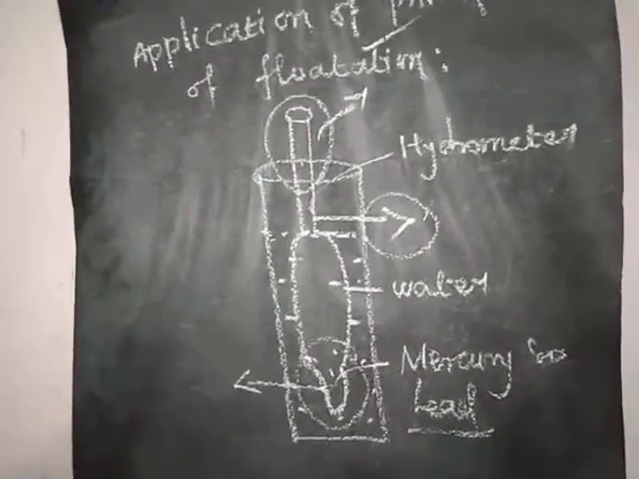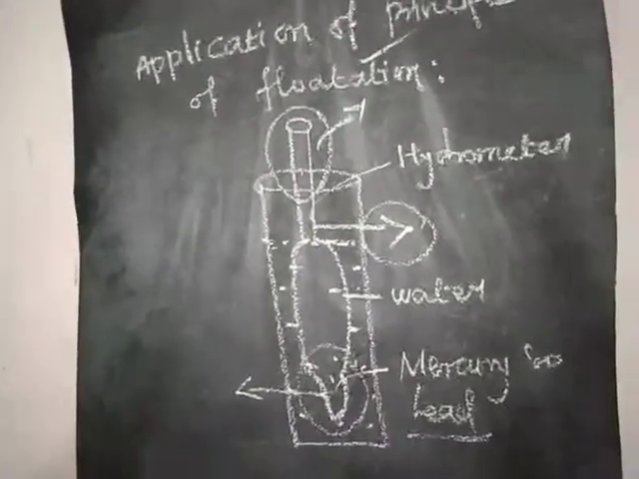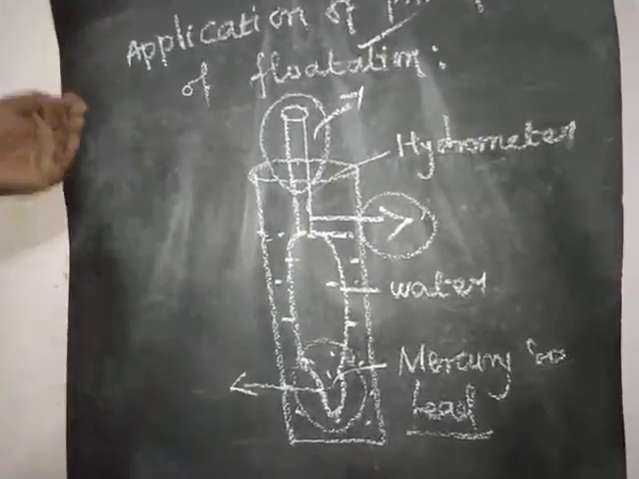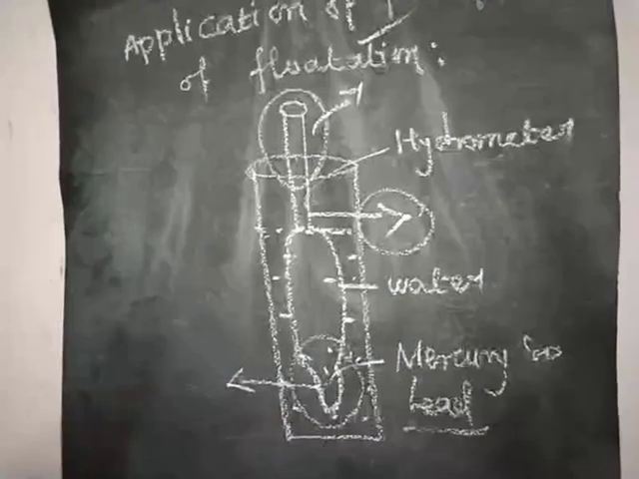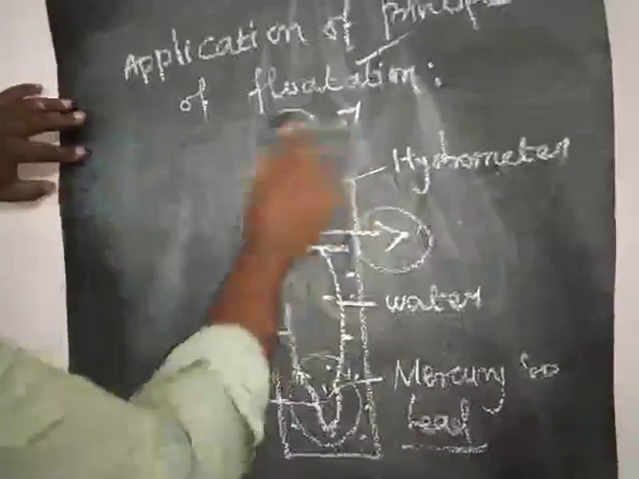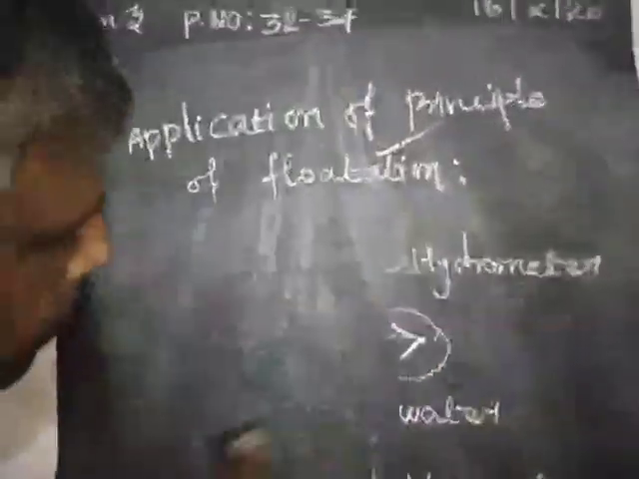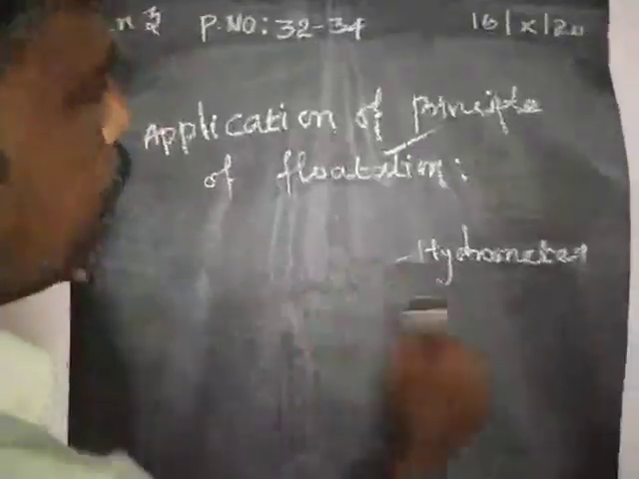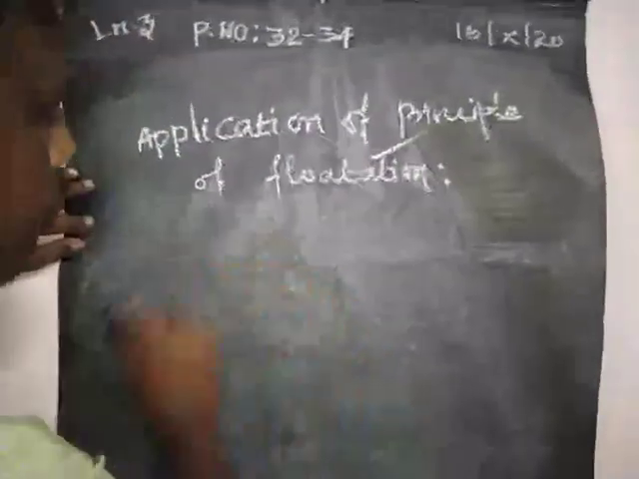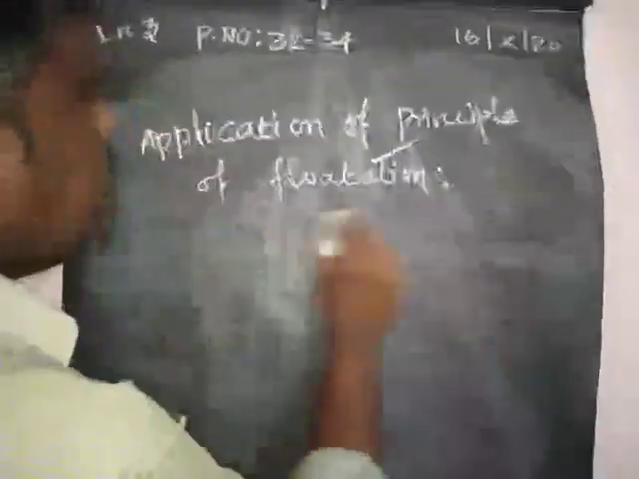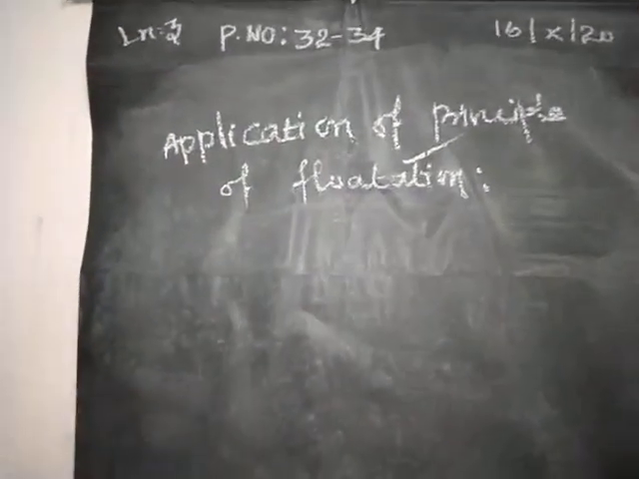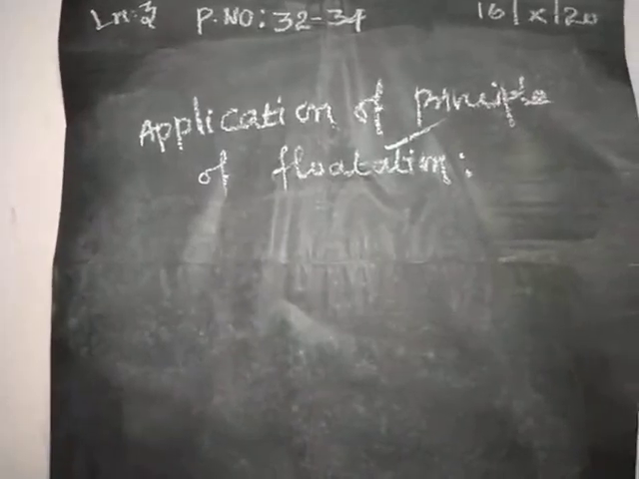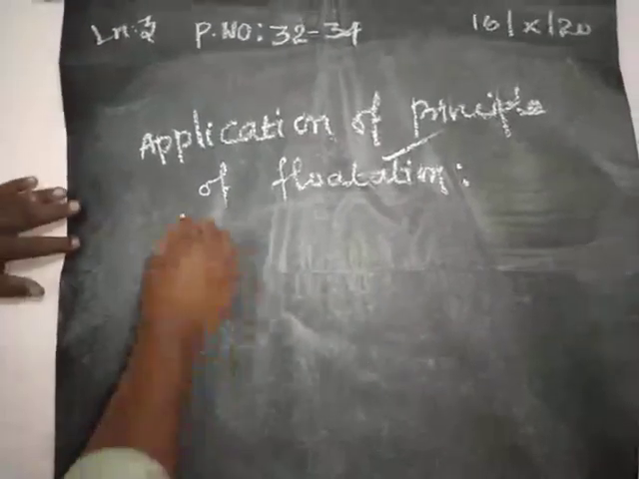Okay, next one, albuminometer. With the help of these meters we can calibrate this instrument. Next one, lactometer. The same way, the lactometer also works on the principle of what? Flotation. So what are the advantages or uses of the lactometer?